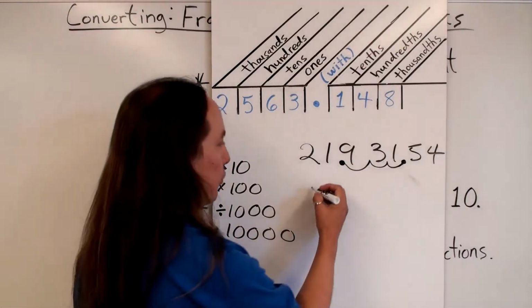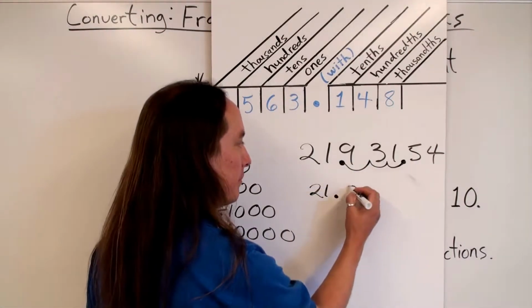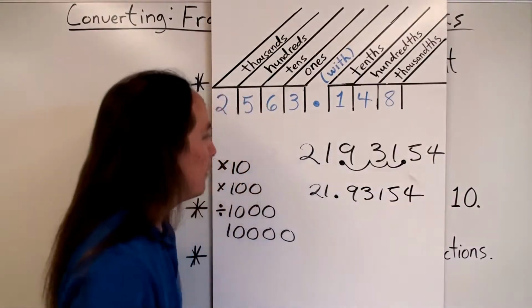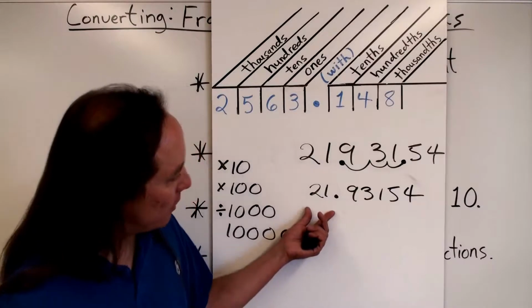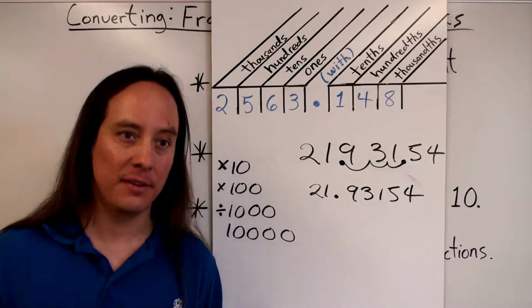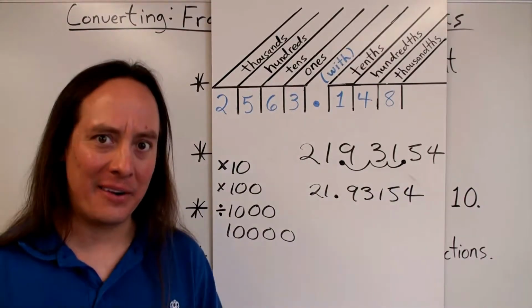So now I have 21, and hang on, let me write this down. I can't talk and write. Okay, so I'd be 21 and, whoa, what is that? 93,154 100,000ths, I think. I think I got that right.